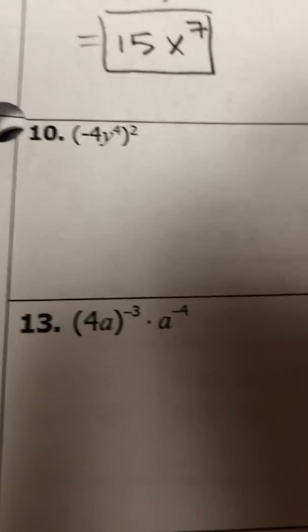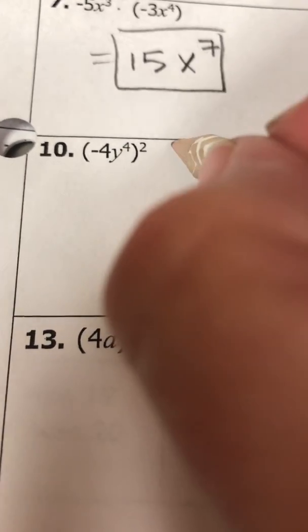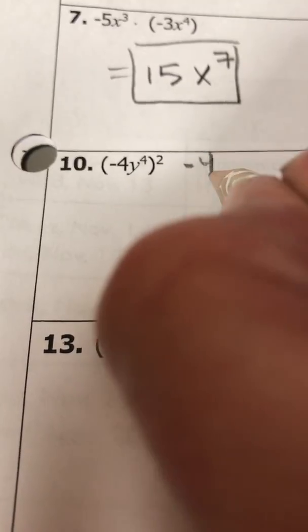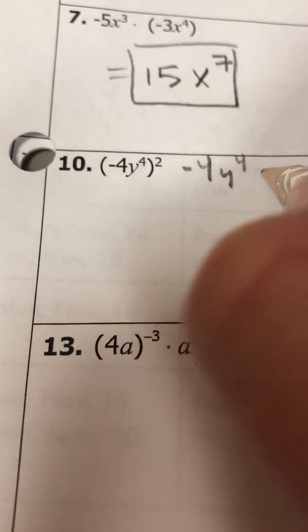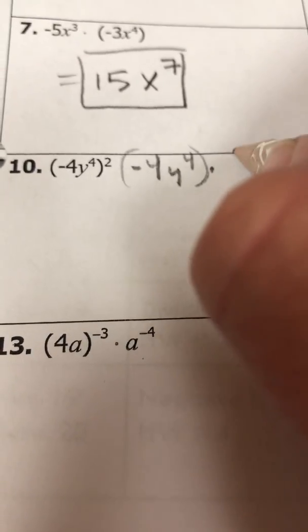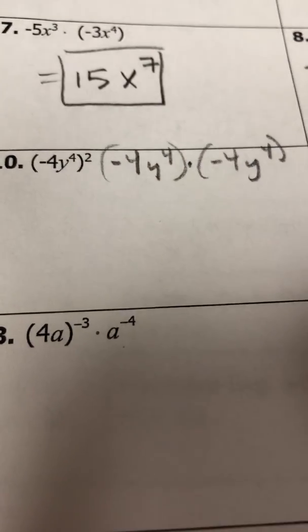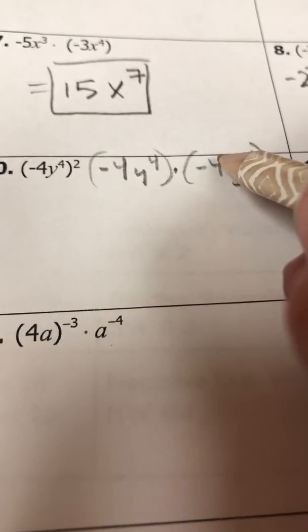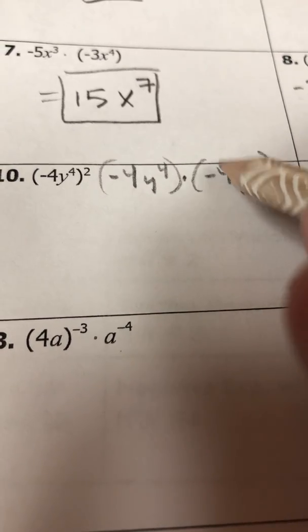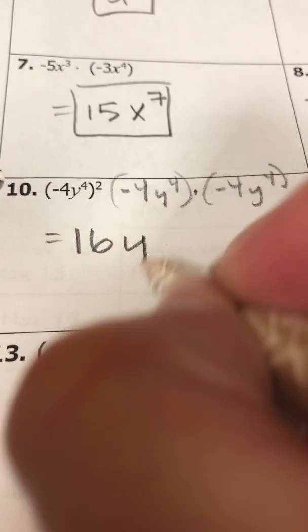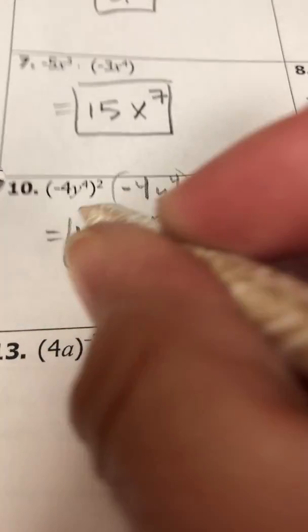Okay, number 10. So I'm squaring this whole term. So again, I could think about it like this, right? Remember, sometimes it is helpful to write it out if that helps you to see. So now I have negative 4 squared, which I know is going to yield me positive. And then I have 4 plus 4, 8. Okay.